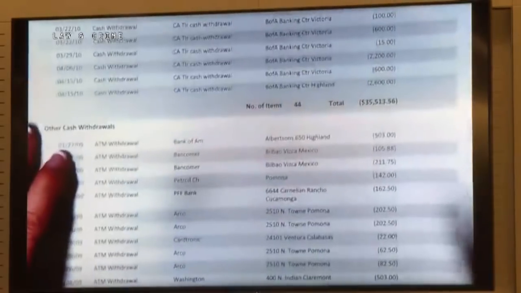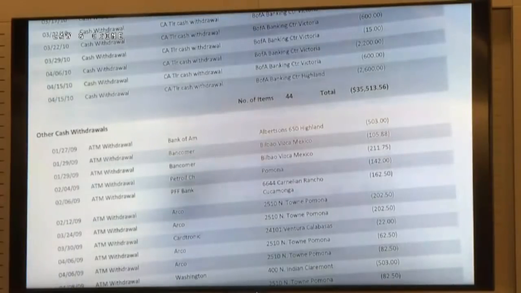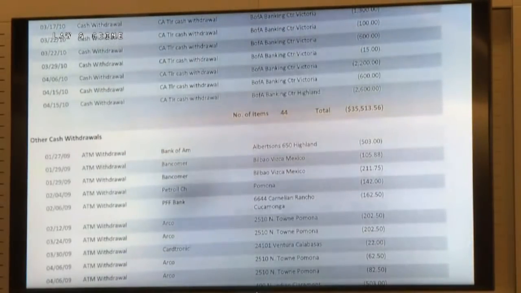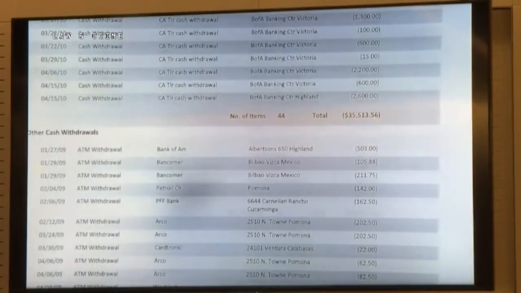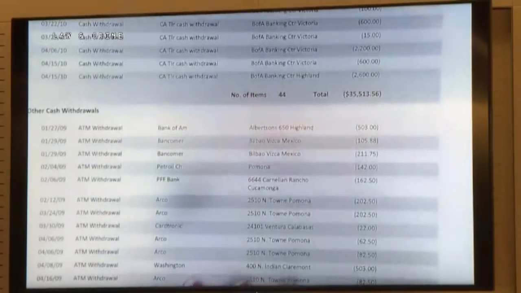And on page 6, can you tell us what that amount was of just cash transactions? Okay. The totals were 44 items totaling $35,513 spent, correct. And then you have a category below that. Can you tell us what that is? That's called other cash withdrawals.